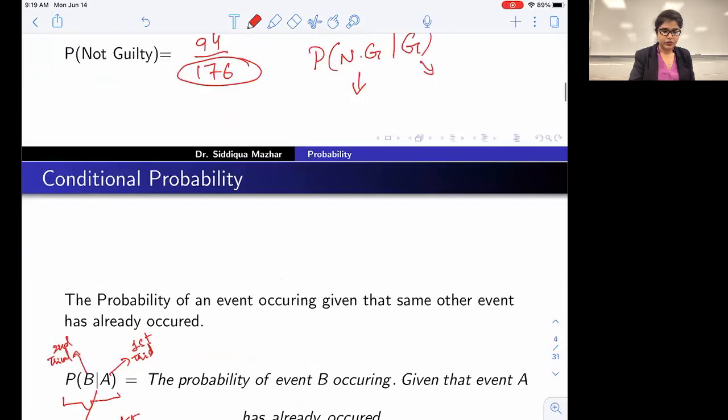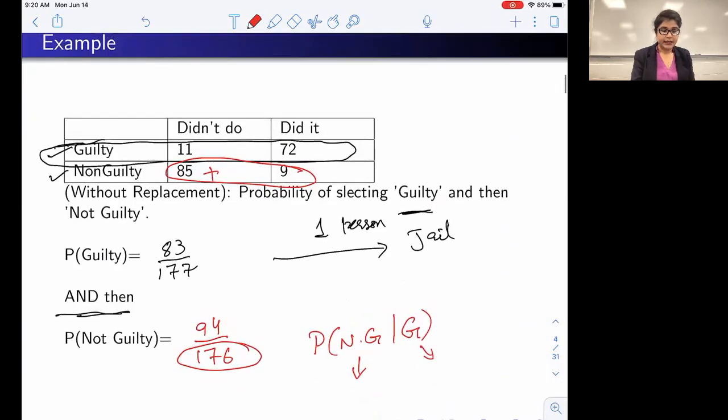Now you need to know one thing. In this example, is the probability of finding a not guilty person being affected by finding a guilty person? Is there any effect of the first experiment on the second experiment here? The answer is yes. Why? Because in the first experiment, you have a total number of people, 177. But when you find one person who was guilty, I put him in jail. So the rest of the people were 176. So it is being affected by the first experiment.